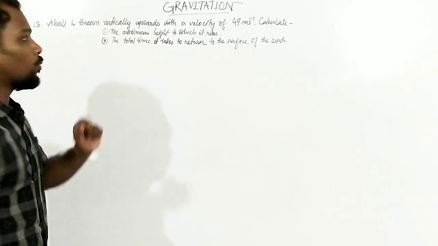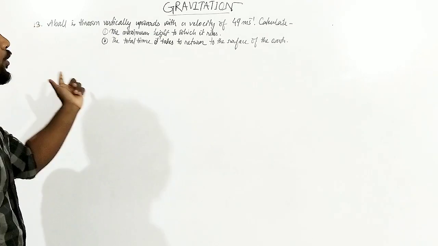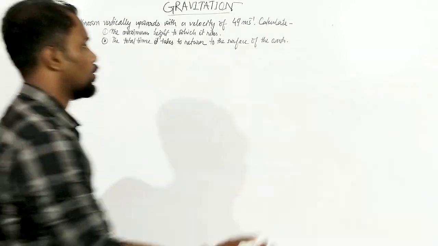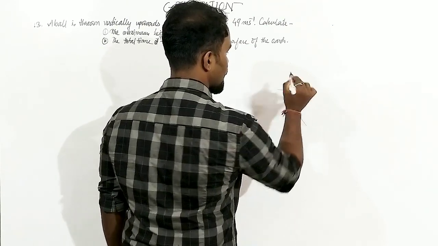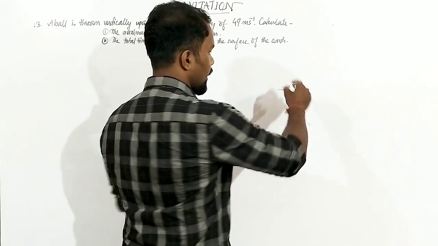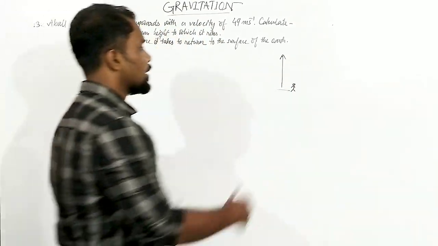This is our next question. What this question is actually saying is that a ball is thrown vertically upward with a velocity of 49 meter per second. So let me draw it first. This is a person who is standing here. He just threw a ball in the upward direction, with a velocity of what?